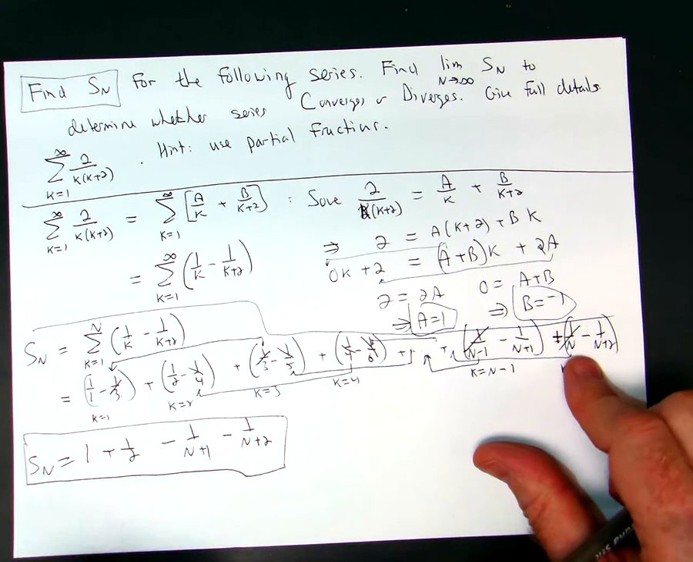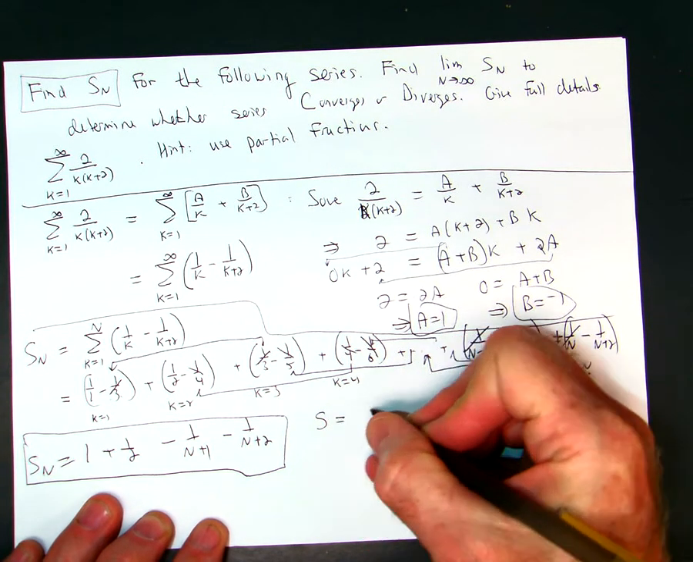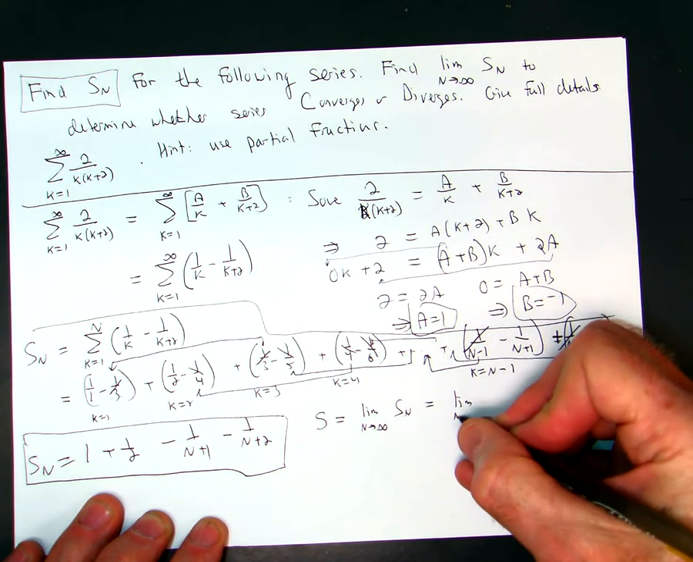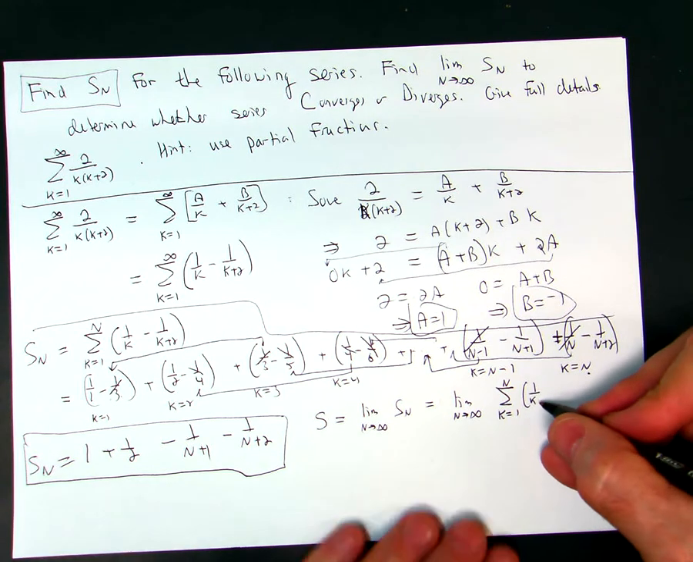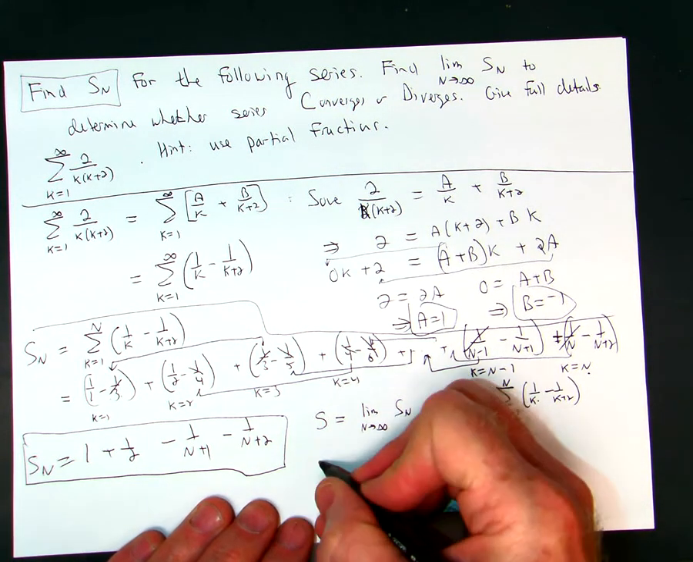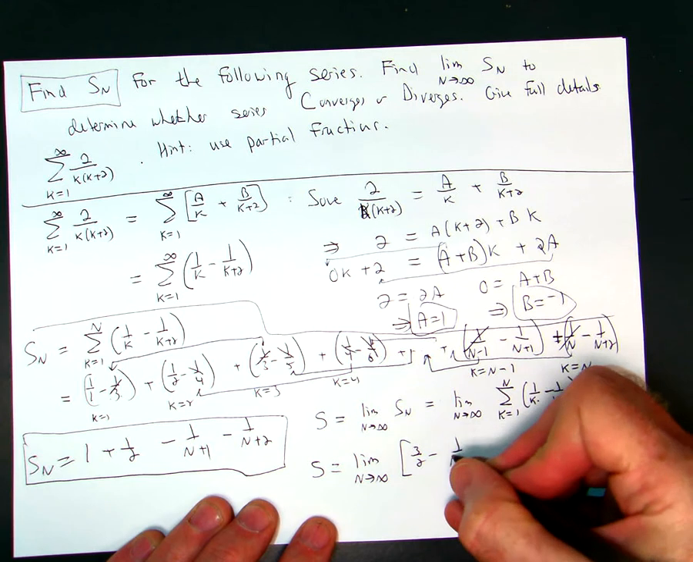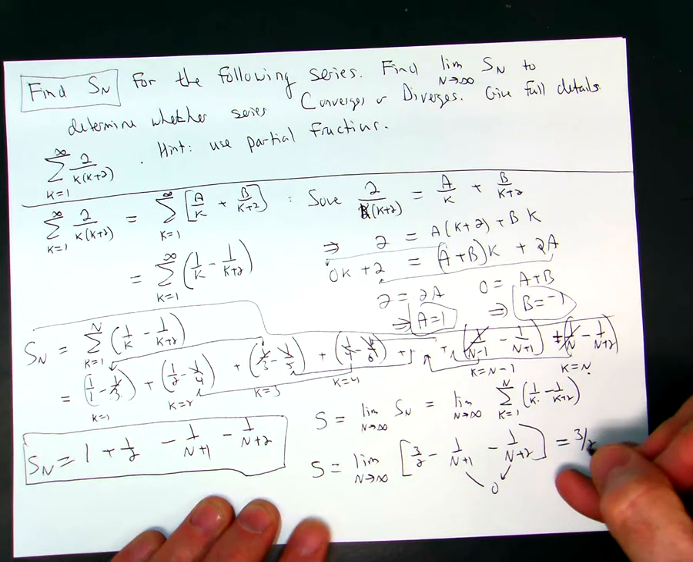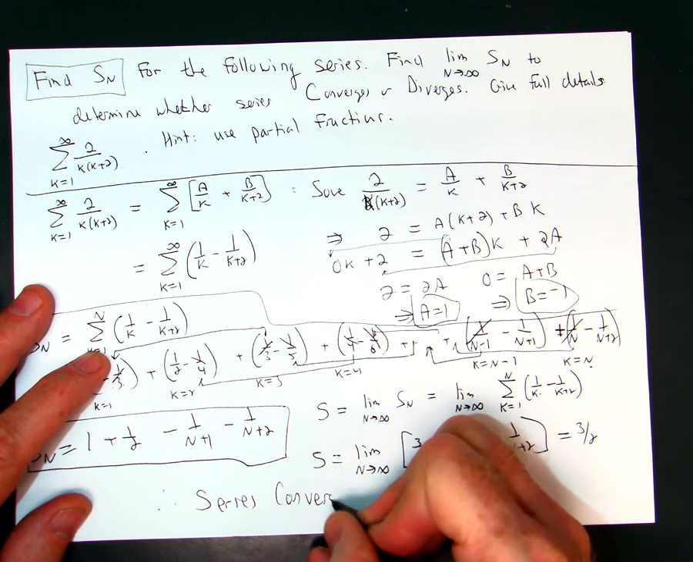Now, if you've looked at this series, you're probably guessing these terms don't matter and that my series is going to converge to 3/2. Well, what we know is that S, the limit of Sn, is equal to the limit of this. I look at my limit. I want to see what the series converges to. So S is the limit as n goes to infinity of this partial sum, which is 3/2 minus 1 over n plus 1 minus 1 over n plus 2. Clearly these limits go to 0, so I'm left with 3/2. Therefore, the series converges to 3/2.